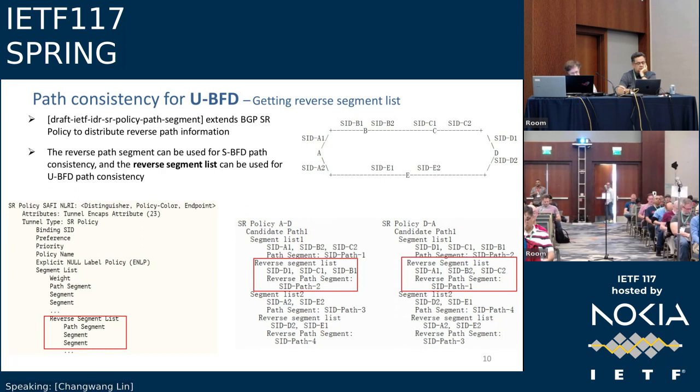For UBFD, the return path can be directly encapsulated in the packet. After the tail node receives the packet, it can directly return the packet to the head node in the data plane according to the specified path. The complete reverse segment can be distributed to the head node along with the segment list. So the reverse segment can be used to specify the return path of UBFD. Next page.